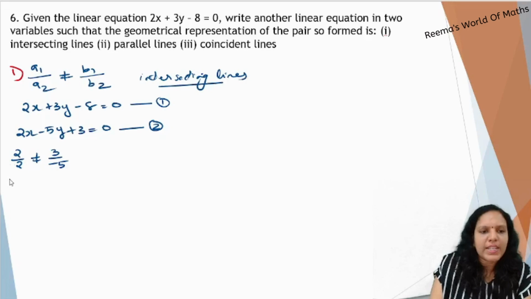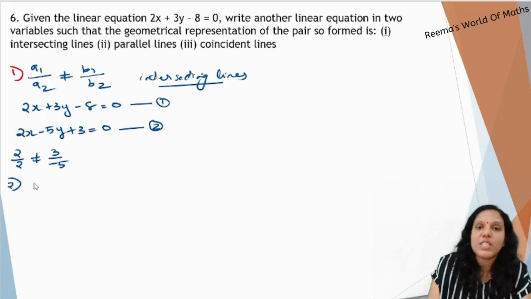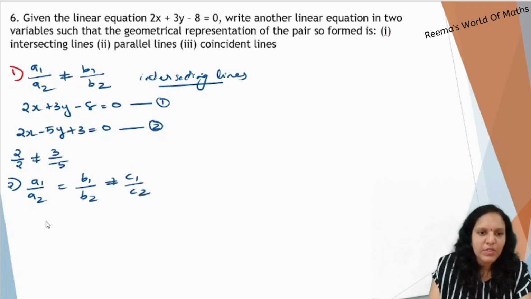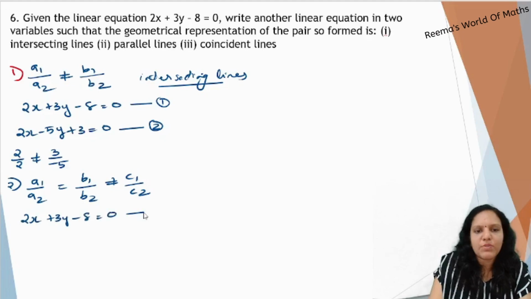Now secondly, we need to see parallel lines. For parallel lines what is the condition? It is a1 by a2 is equal to b1 by b2 and not equal to c1 by c2. Now let's see another equation. The first equation is 2x plus 3y minus 8 equals 0.